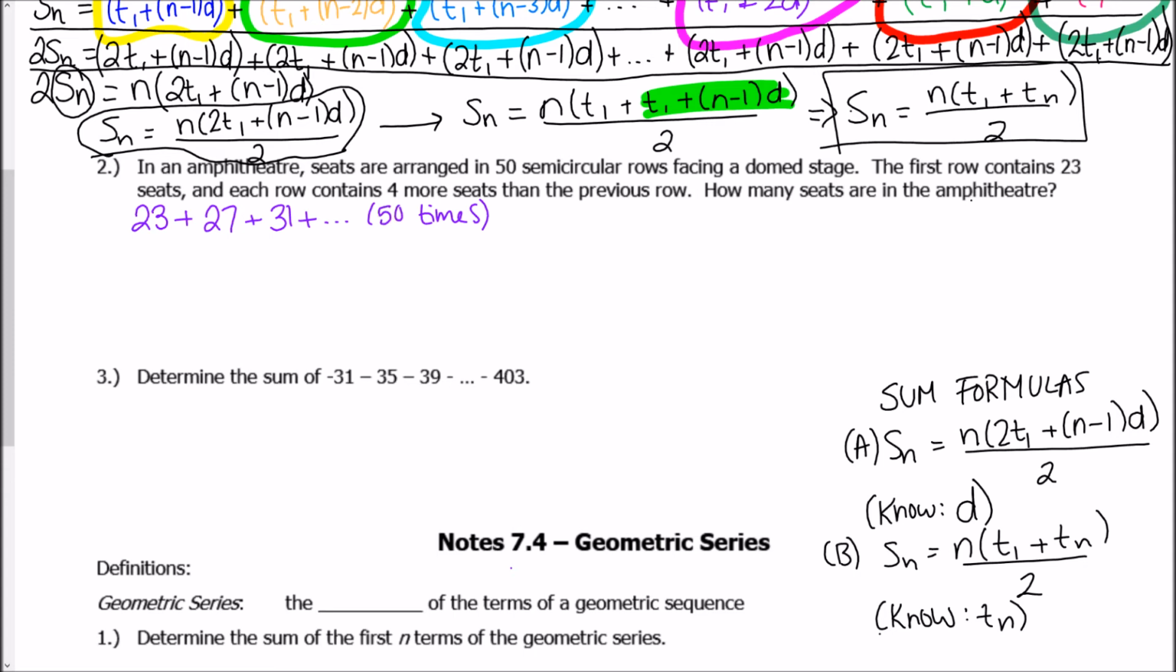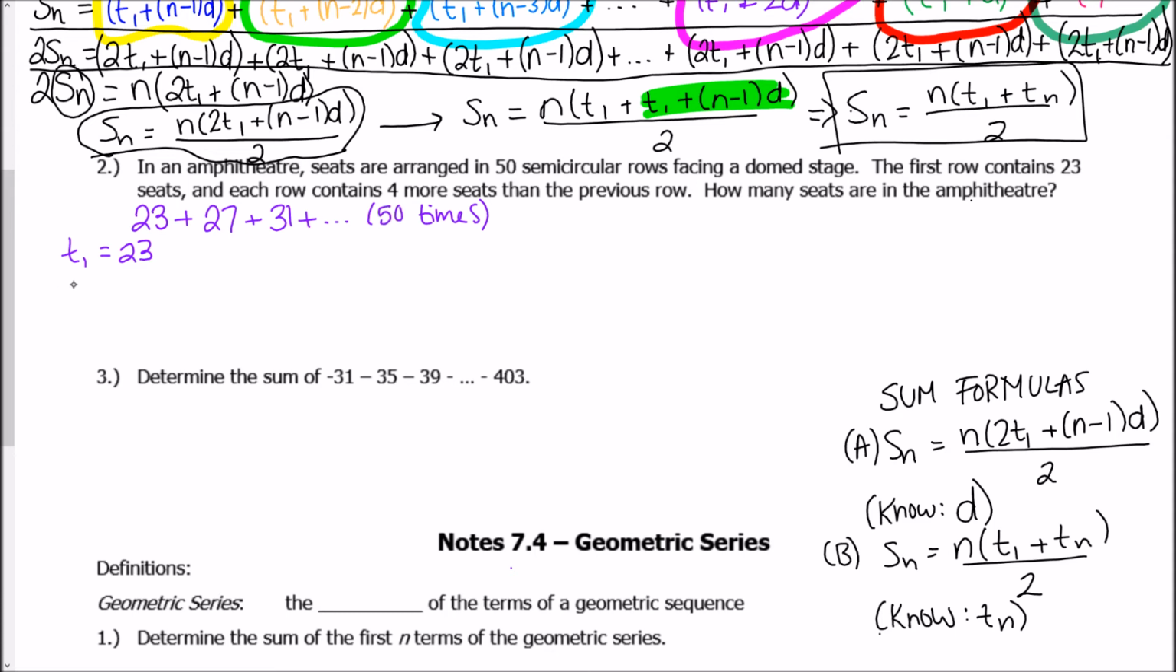So in order to figure this out, I need to identify what I know. I know t sub 1, and I need to know t sub 1 for both equations. By the way, when I said you need to know d and you need to know t sub n, that's in addition to the things that are in common with both of these. So you use this if you know d, and you use this if you know t sub n, but you always need to know t sub 1, and you always need to know n. Okay? So we know t sub 1 here is going to be equal to 23.